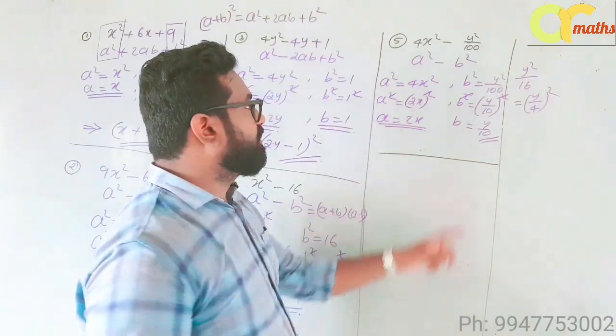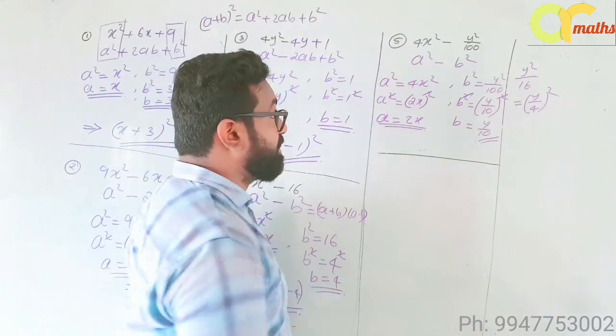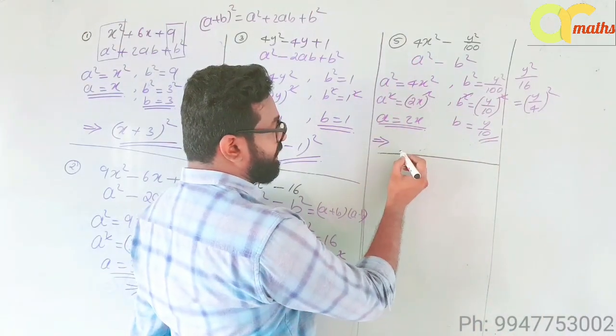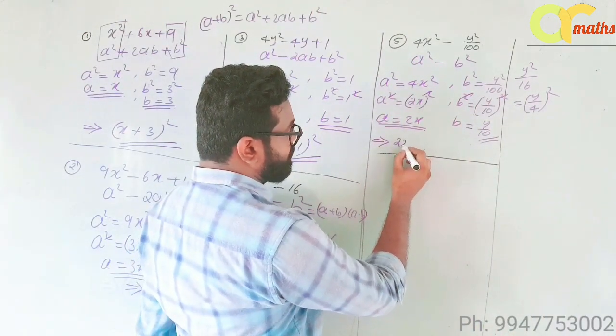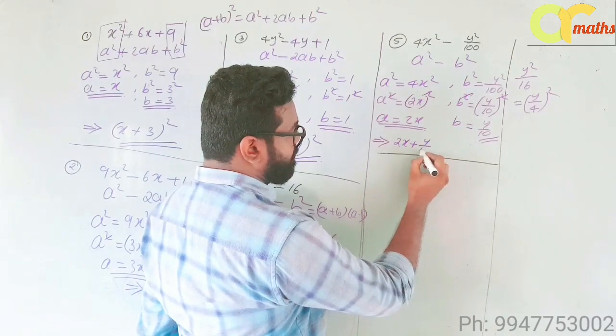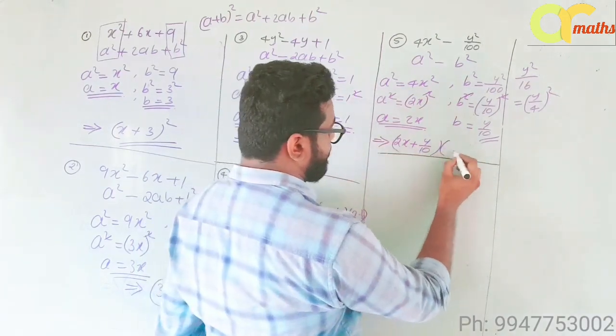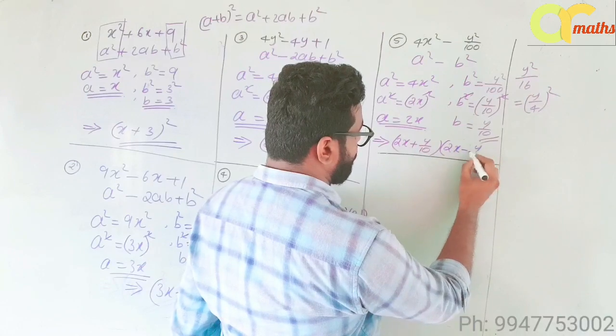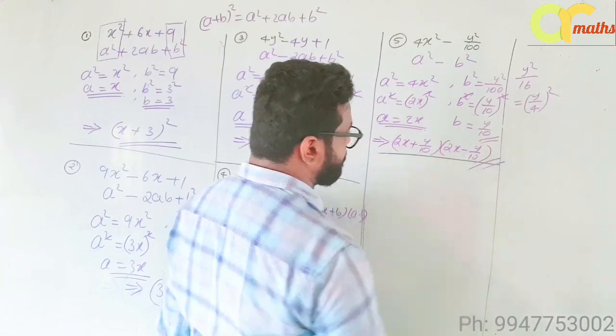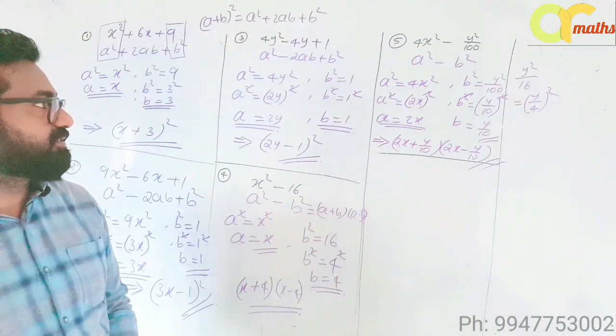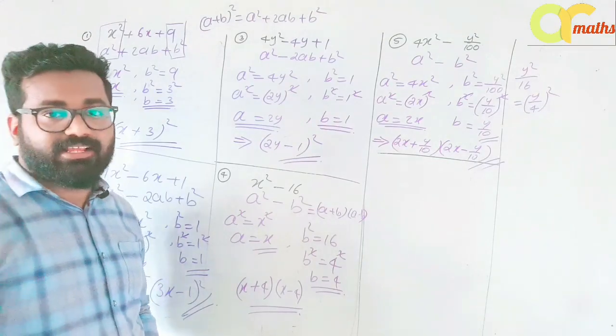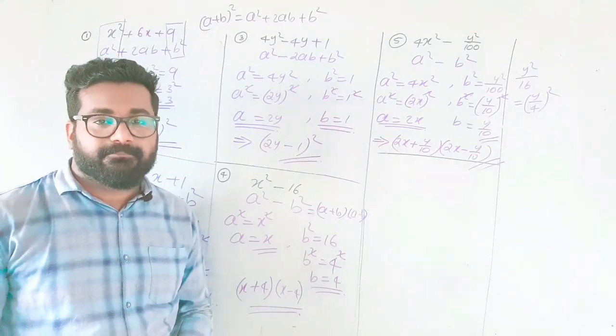What is a square minus b square, which is (a plus b) into (a minus b). (a plus b) into (a minus b). 2x plus b, y divided by 10, into a minus b, 2x minus y divided by 10. So these are the questions of factorization by using identities.